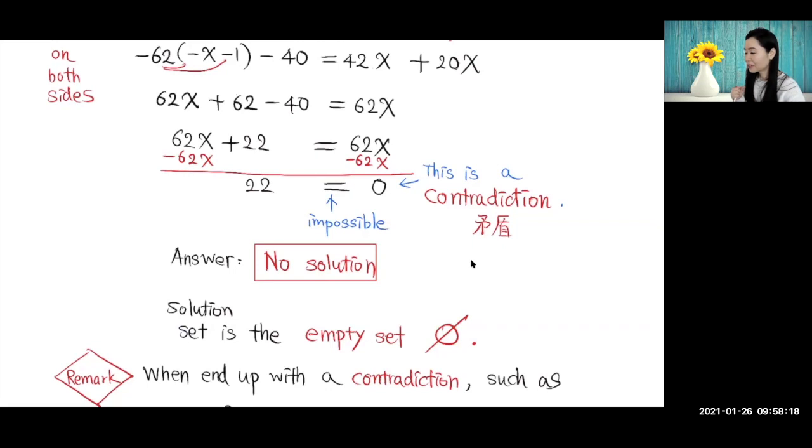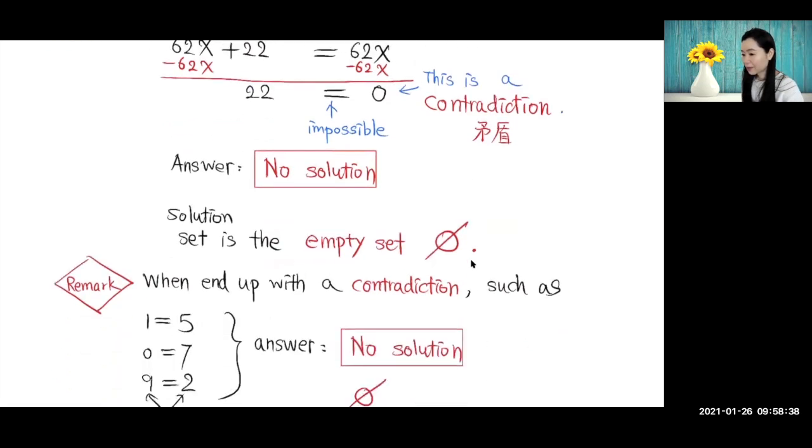If you have a solution to be 0, you have one solution. You have 0 inside the set. But this one here has nothing, not even 0. So it's like an empty set. There's no solution in it.